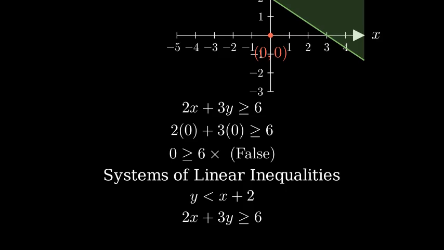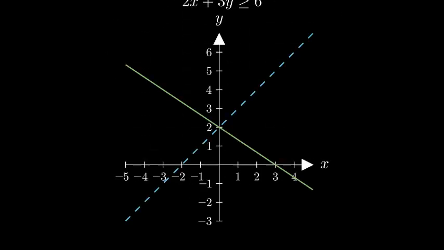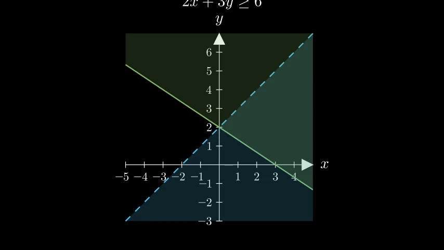of the shaded regions. The blue region represents y less than x plus 2. The green region represents 2x plus 3y greater than or equal to 6. The intersection of these regions, shown in darker color, represents the solution to our system: all points that satisfy both inequalities simultaneously.